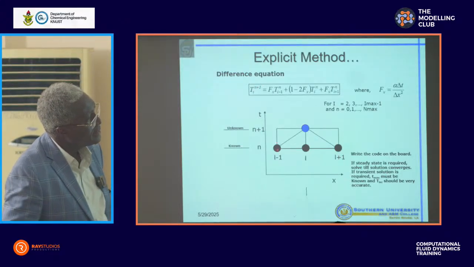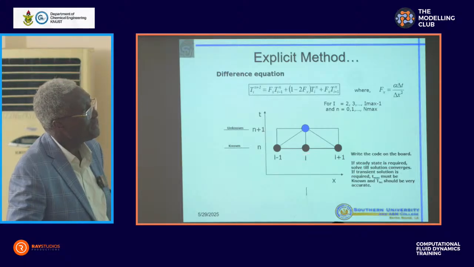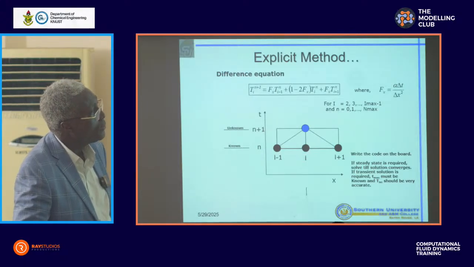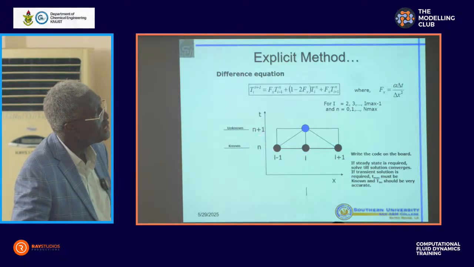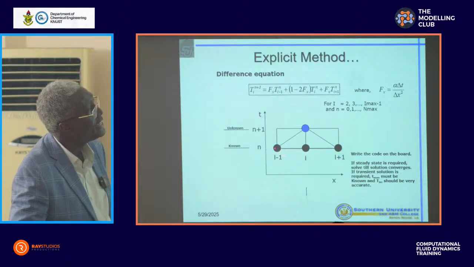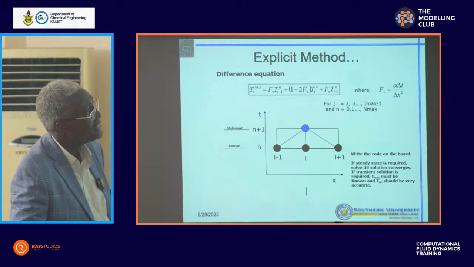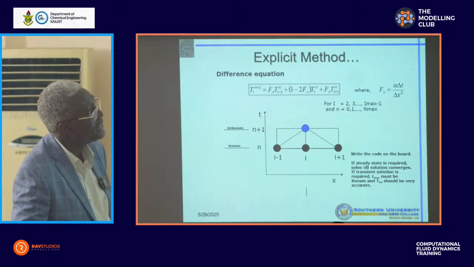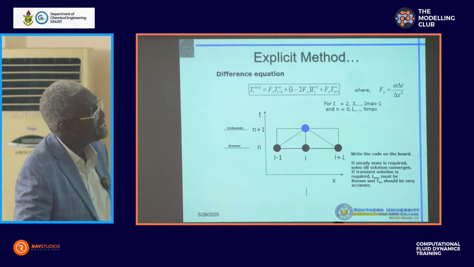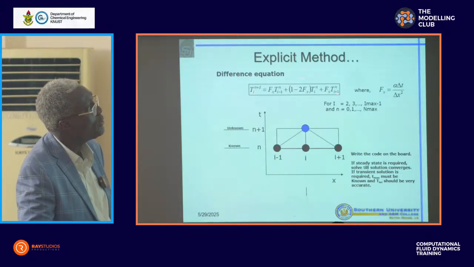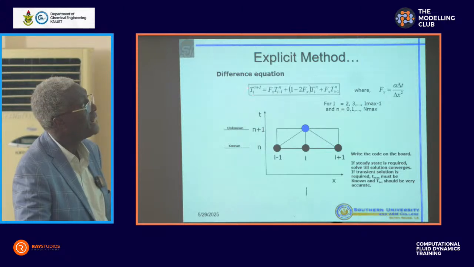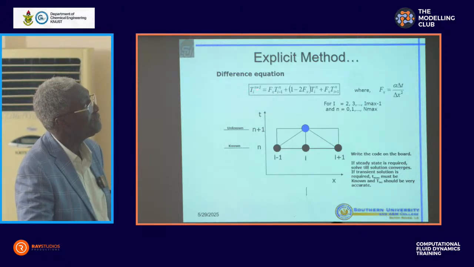Okay, the explicit method. So in order to obtain the solution, so long as I know the initial temperatures at Ti minus 1, Ti, and Ti plus 1, I can always find the temperature at the next time level n plus 1.